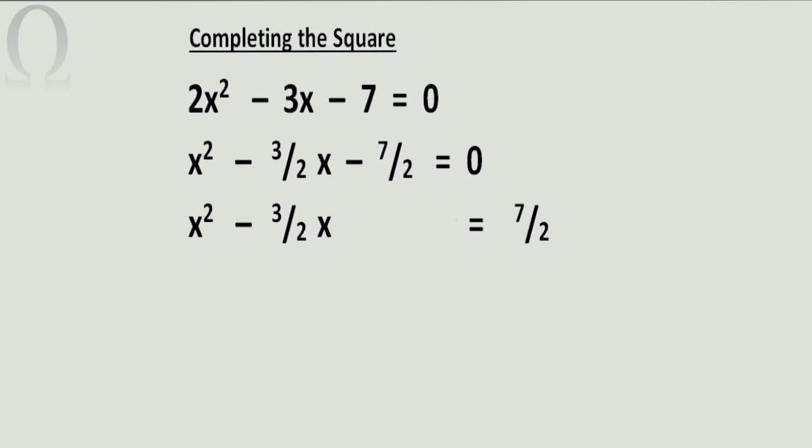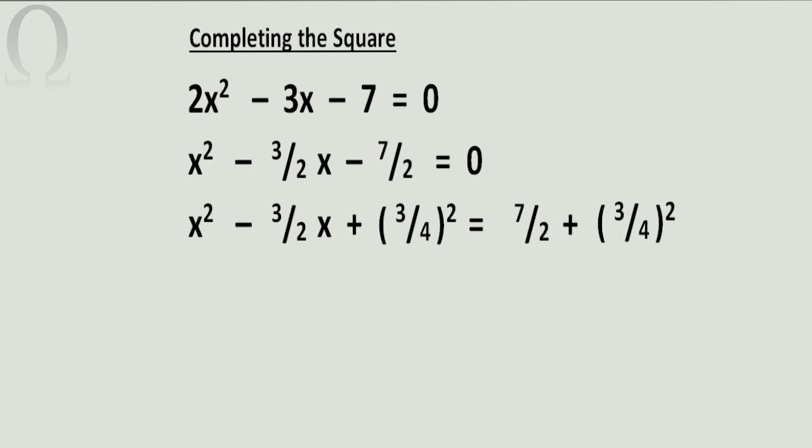Next, we add a bracket squared to both sides of the equation. The coefficient of the middle term is minus 3 over 2. So we half this, and place the result, which is 3 over 4, inside the brackets. Note that we can ignore the sign inside the brackets, since the bracket is squared, and is therefore always positive.